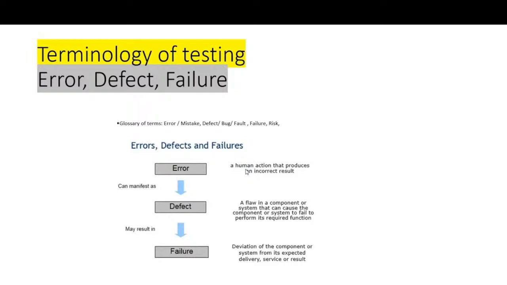Can you please tell me again about defect? You want to understand defect? Okay. Defect and bug are the same.